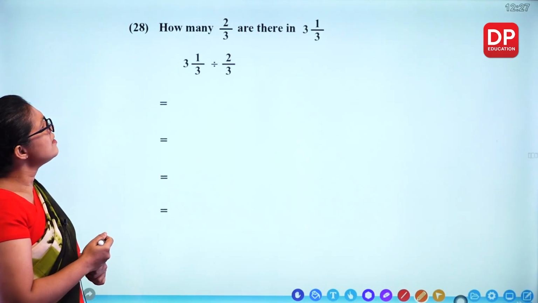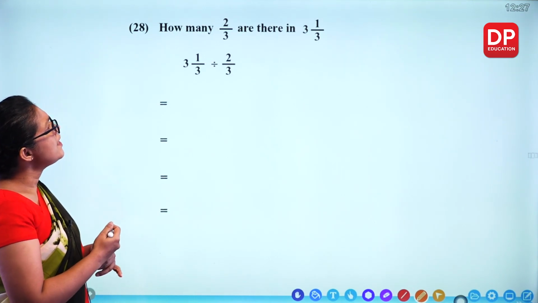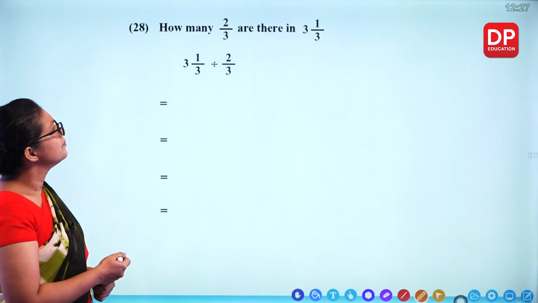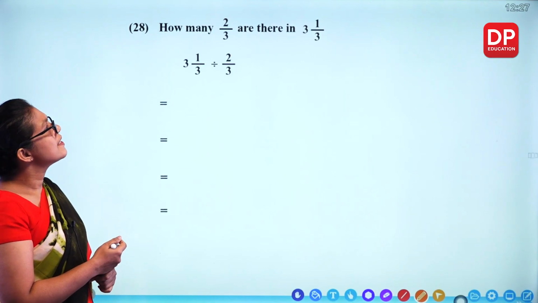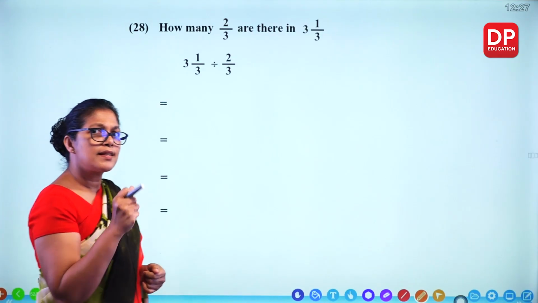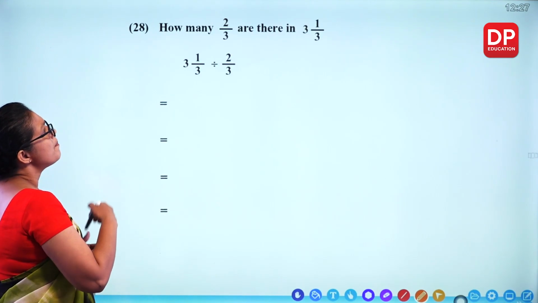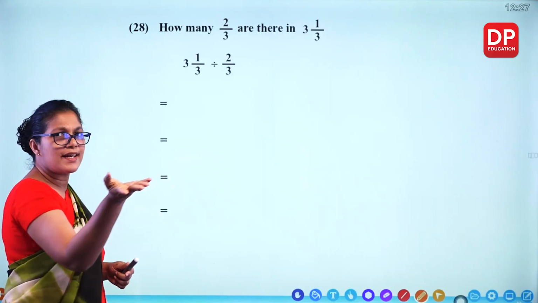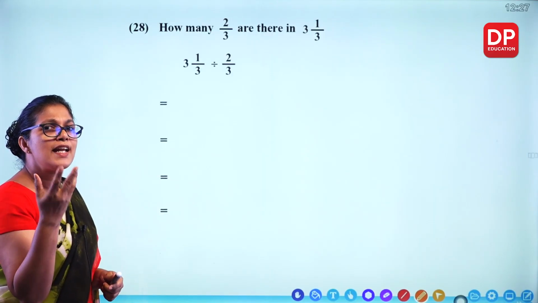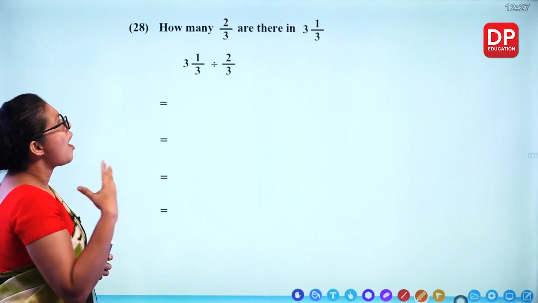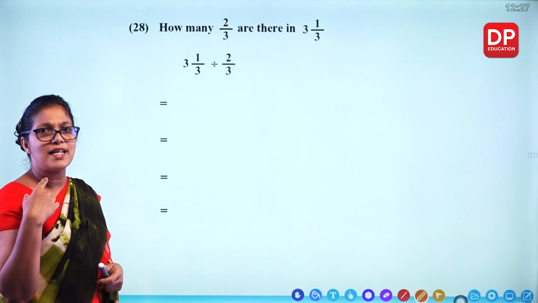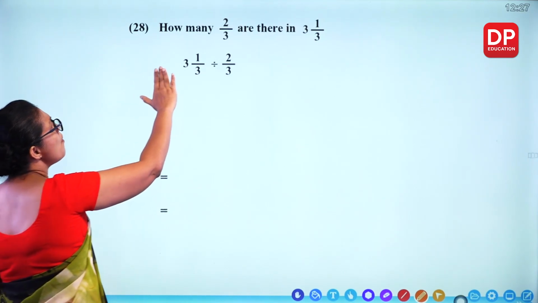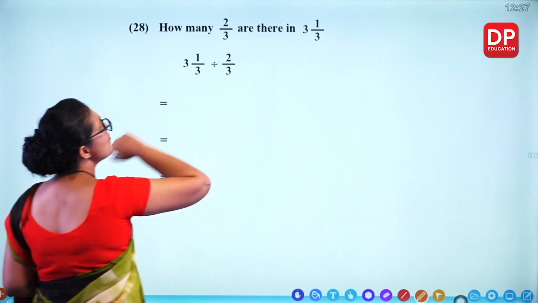Now look at this question, it's slightly different. How many 2/3 are there in 3 and 1/3? So basically what it means. Now if I ask the same question with simpler numbers, how many 2's are there in 10? You do 10 divided by 2. How many 10's are there in 20? 20 divided by 10. So similarly, how many 2/3 are there in 3 1/3?